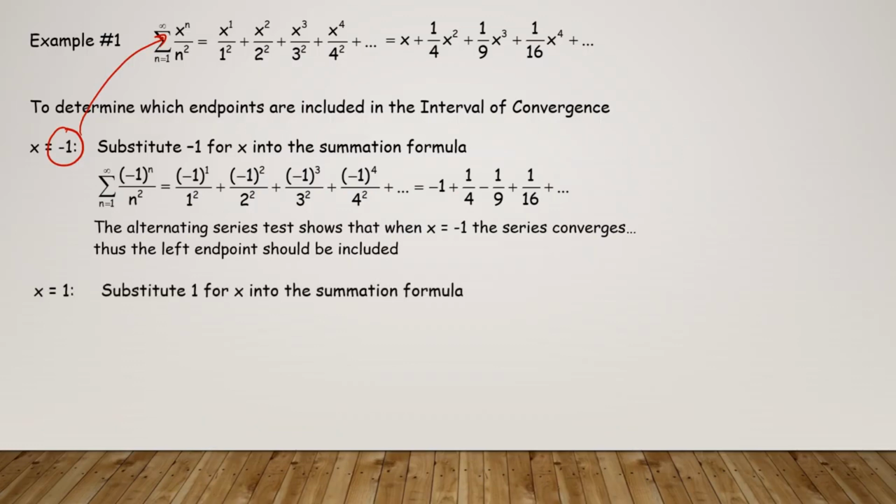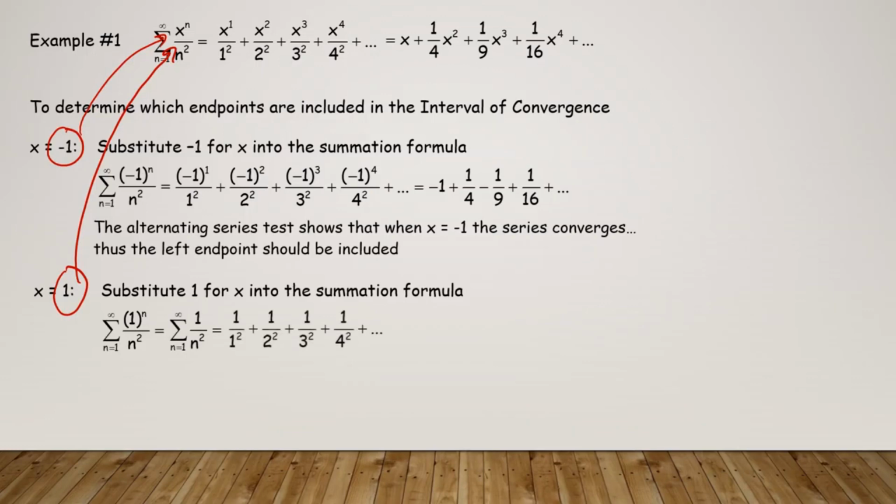I will do the same thing with the right endpoint now, where I plug 1 into the original summation. This will produce a summation of 1 raised to the n over n squared as n goes from 1 to infinity. Now I know that 1 raised to anything ends up being 1. So what I actually get is the summation of 1 over n squared. When I plug in its values, I will see I get 1 plus 1/4 plus 1/9 plus 1/16.